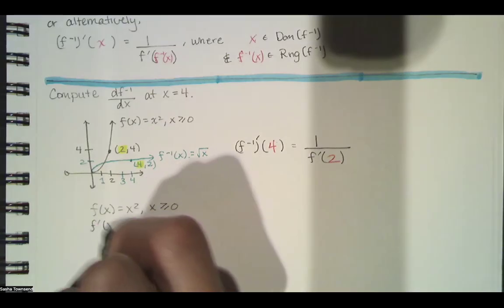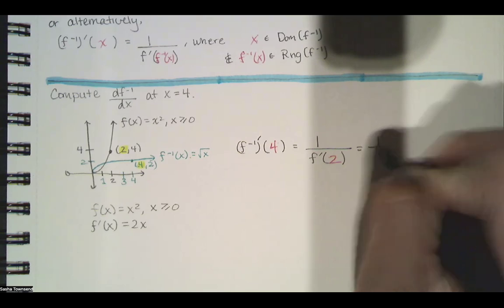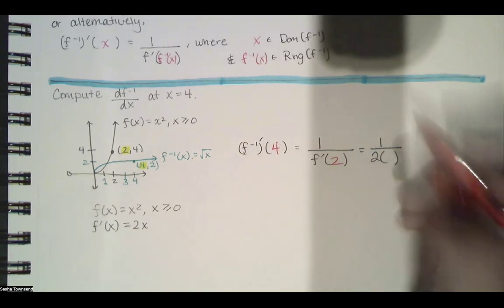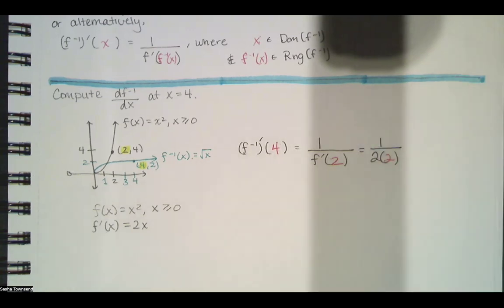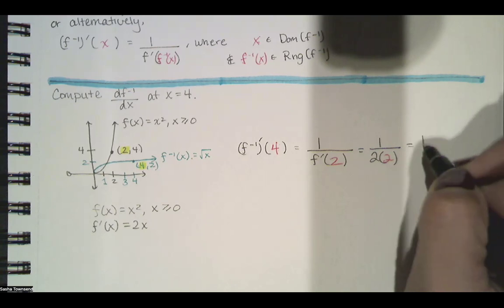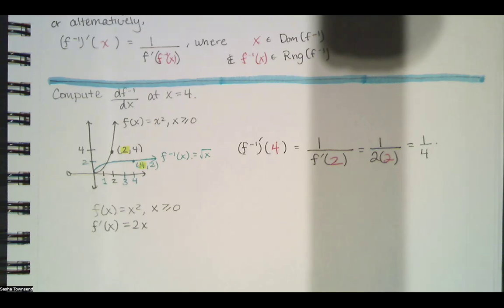So f prime of x is 2x. So we'll just have 1 divided by 2x, and then we'll evaluate that at 2. So we'll have 1 divided by 2 times 2, which is 1/4.